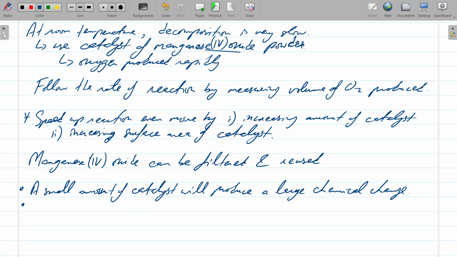Then catalysts are specific to a particular chemical reaction. So it's not like you can throw in anything in any reaction and expect it to work. So catalysts need to be chosen with care.